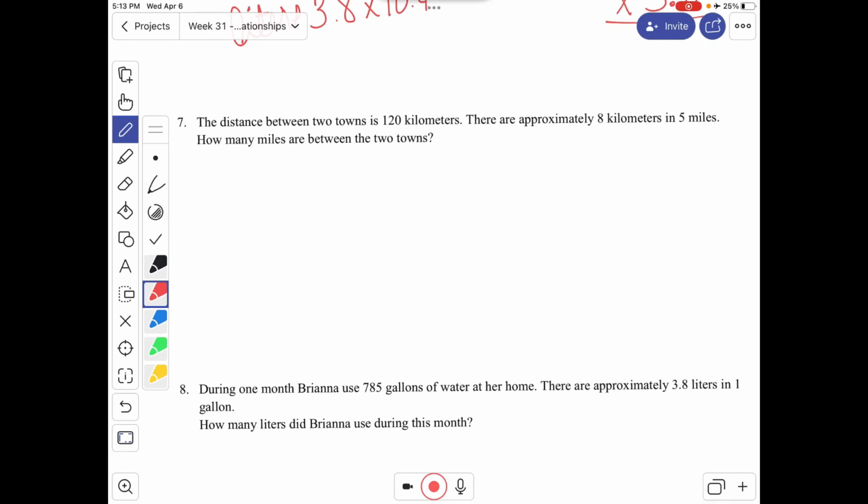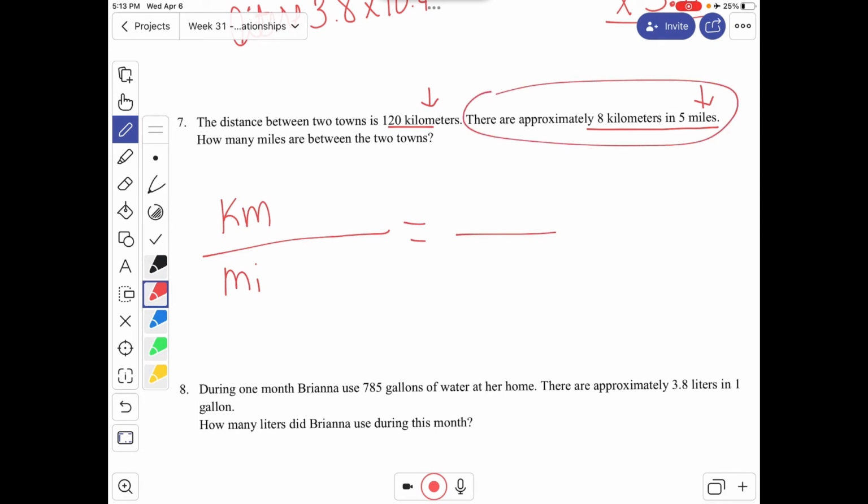Number 7. The distance between 2 towns is 120 kilometers. There are approximately 8 kilometers and 5 miles. How many miles are between the 2 towns? 3 numbers and 2 words. Kilometers and miles. The rate is all right there in that one sentence, 8 kilometers, 5 miles, and we're predicting for 120 kilometers.